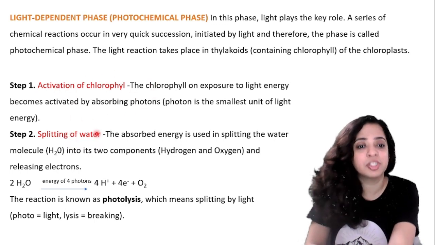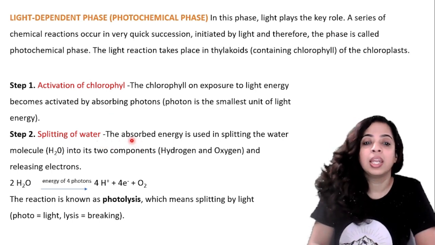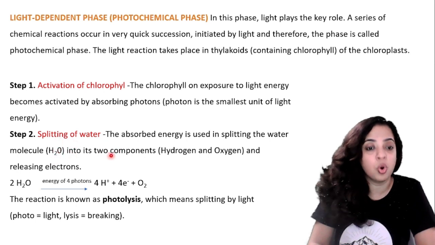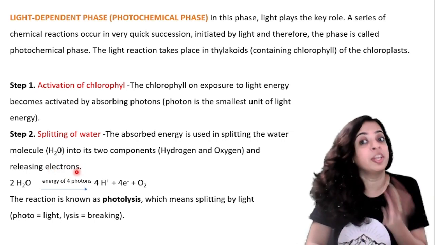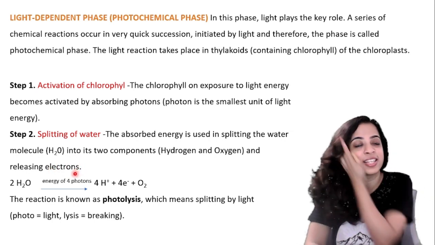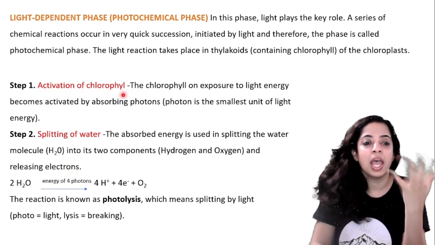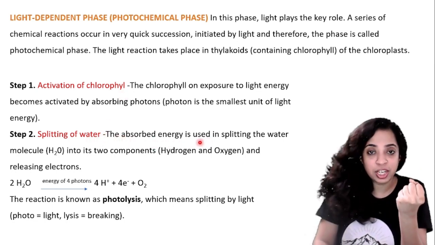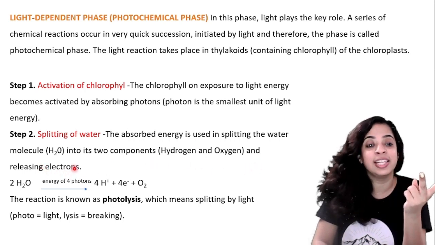So after the activation of chlorophyll, now second step is splitting of water. Okay, now the absorbed energy is used in splitting the water molecule, that is H2O, into two components, hydrogen and oxygen, and releasing electrons. Now electrons will be very useful here in these reactions. We will study later. So right now you understand that first the chlorophyll absorbed the photon, then the absorbed energy is used in splitting the water molecules into two components, hydrogen and oxygen, and releasing the electrons.